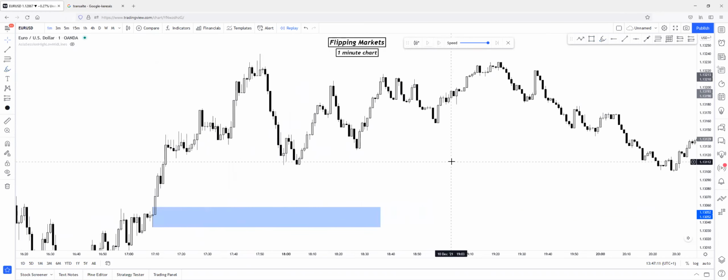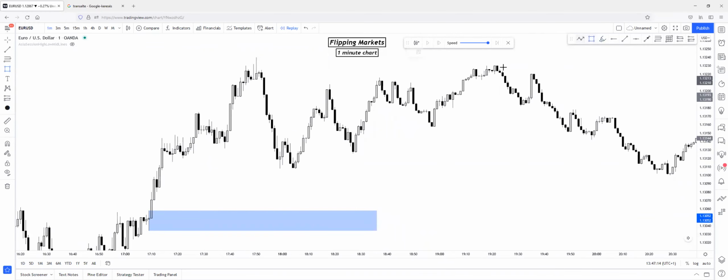Okay, let's find another demand zone. So as you can see, price broke structure here to the upside, created inefficiency here. So we will have to find the last recent candle before the inefficient push. This candle is the last candle before the inefficient push. So this will be our right demand zone.